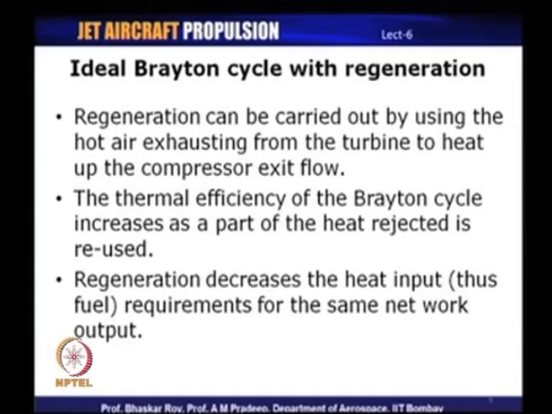Using regeneration, one can improve the efficiency of a Brayton cycle, because we are reducing the Q out, and at the same time we are also reducing the Q in, in the sense that we can reduce the amount of heat to be added, because we are using part of the heat which would have otherwise been rejected. So, regeneration is a very clever technique of increasing the efficiency of systems.